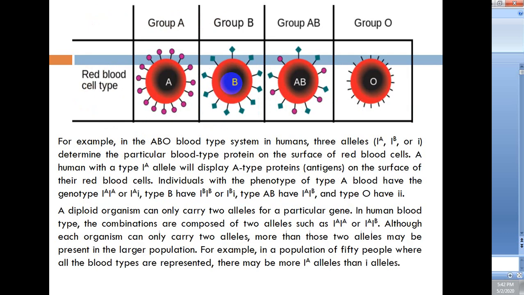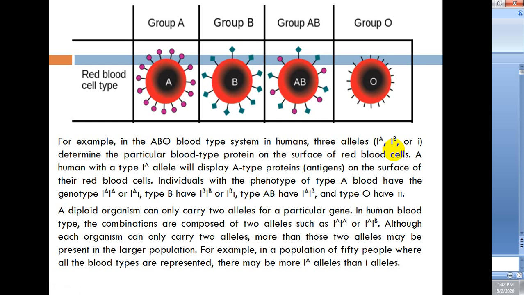So in the ABO blood type system in human beings, there are 3 alleles: IA, IB, or i without any antigen, that is, neither A nor B. And they determine the particular blood type protein on the surface of red blood cells. As a result, we have different kinds of blood groups.